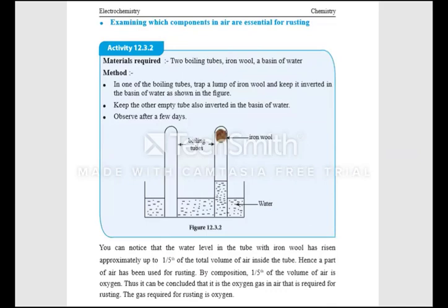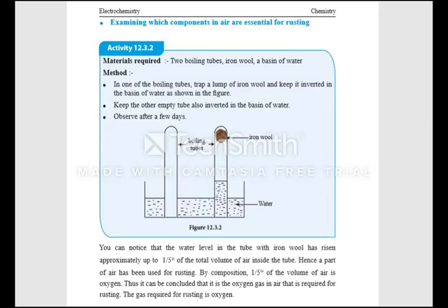Right. Now we move on to the next activity, activity 12.3.2. So in this activity, we try to find out the components in air that are essential for rusting, right? So as you all know, air is a mixture of many things. There are several gases and there's water vapor as well, right? So we try to identify which components in air are essential for rusting, right?